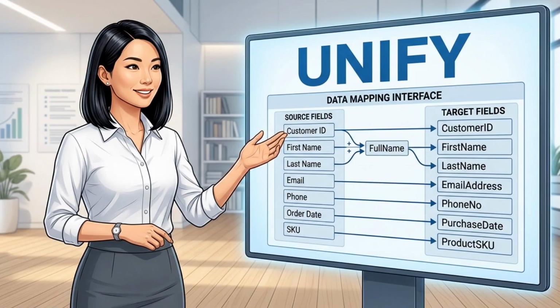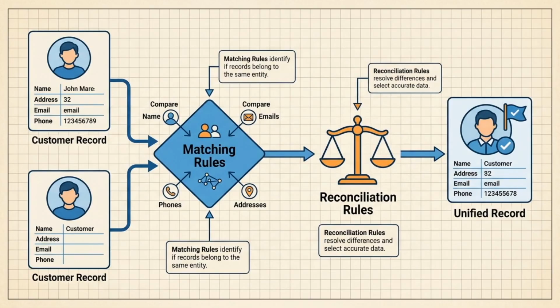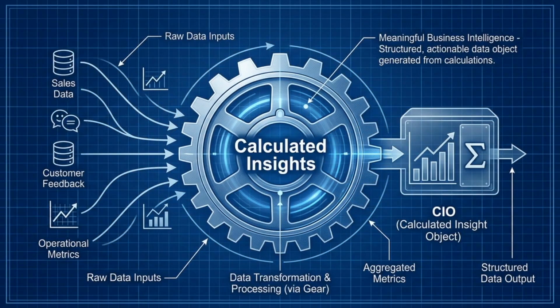After that, we move to unify. This is where Data 360 uses identity resolution. Identity resolution helps determine which records from different systems belong to the same person. And once those records are connected, Data 360 creates a unified profile. That gives the business a more complete view of the customer. This process relies on matching rules and reconciliation rules. Matching rules help identify which records belong together. Reconciliation rules help decide how differences between those records should be resolved.